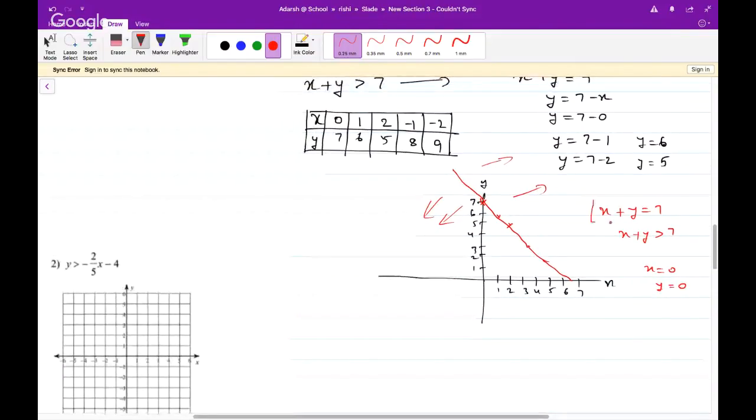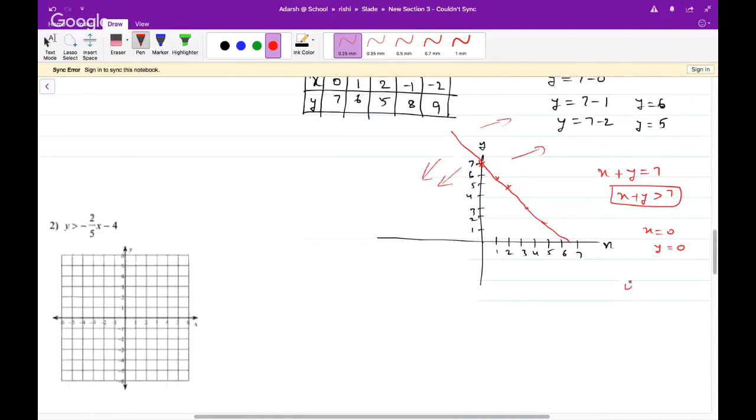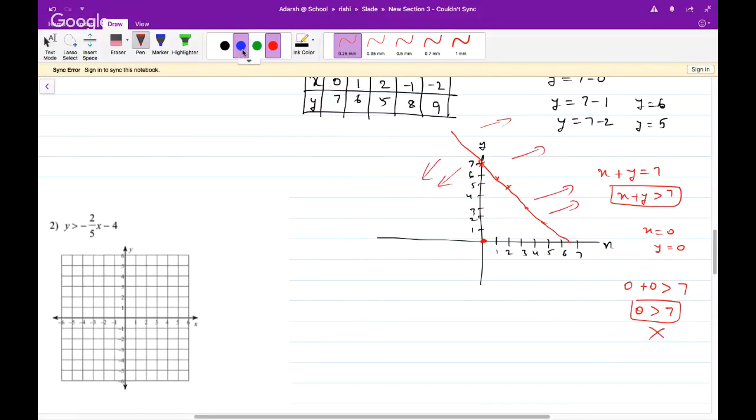In this equation you'll put x as 0 and y as 0. So 0 in place of x, 0 plus 0, is it greater than 7? Absolutely not. So this side is not the required region, this side is the required region. So mark it with some other line. This is the required region.